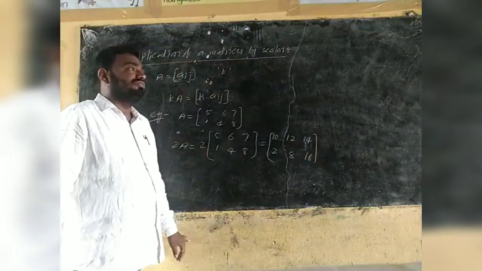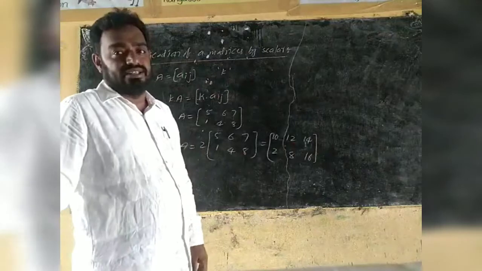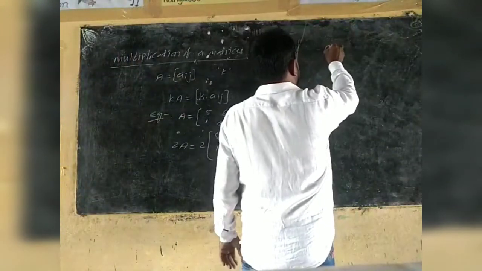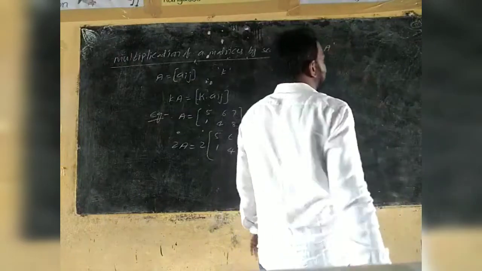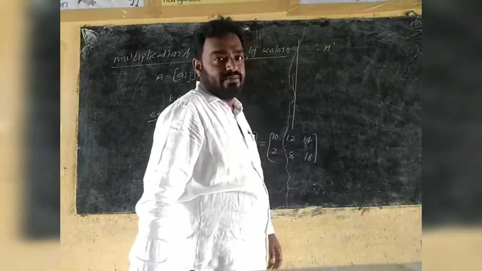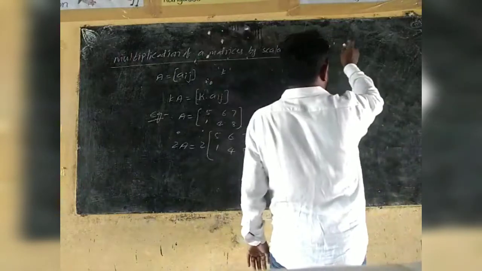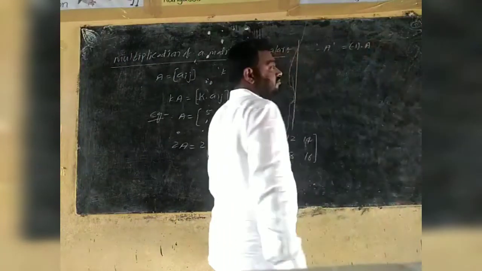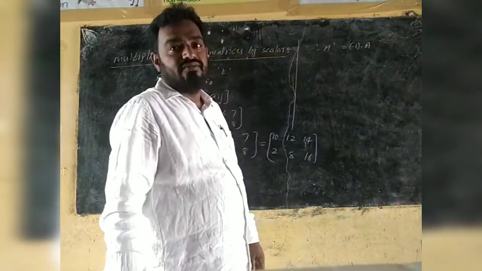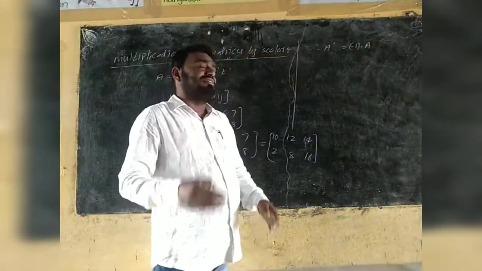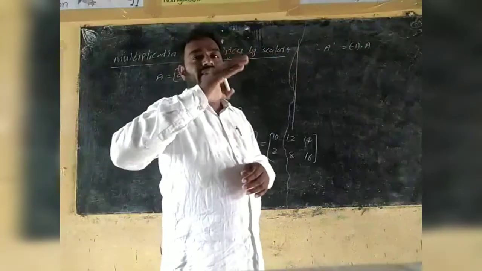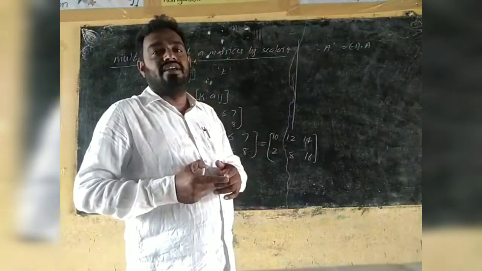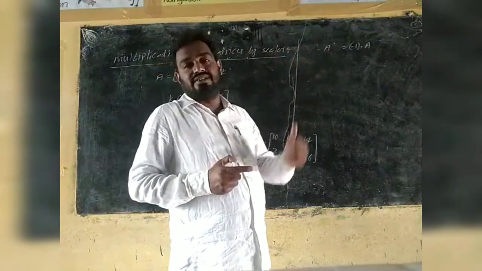Okay. Next, the negative of the matrix A. The negative of the matrix A is denoted by minus A. Minus A is equal to minus 1 times A. That means in matrix A, every element is multiplied by minus 1. That result matrix gives the negative of the given matrix A.